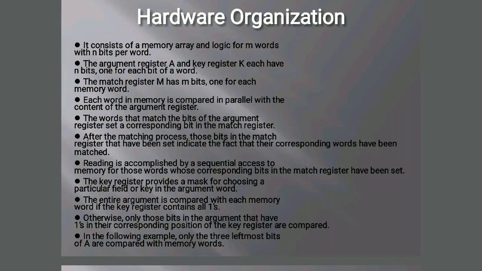After the matching process, those bits in the match register that have been set indicate the fact that their corresponding words have been matched. Reading is accomplished by a sequential access to memory for those words whose corresponding bits in the match register have been set. The key register provides a mask for choosing a particular field or key in the argument word. The entire argument is compared with each memory word if the key register contains all ones. Otherwise, only those bits in the argument that have ones in their corresponding positions in the key register are compared.